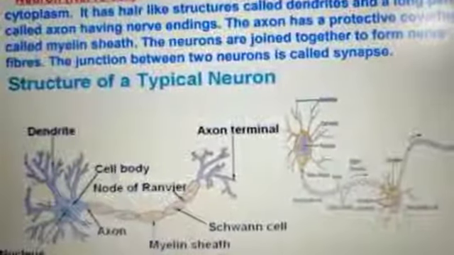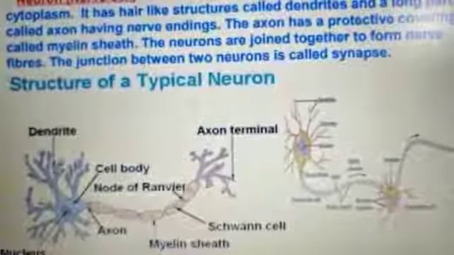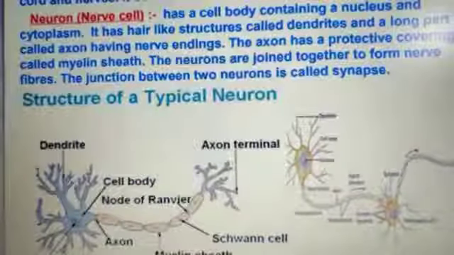So children, draw this neuron structure and practice twice. Write the notes of all these tissues and get prepared for the test.